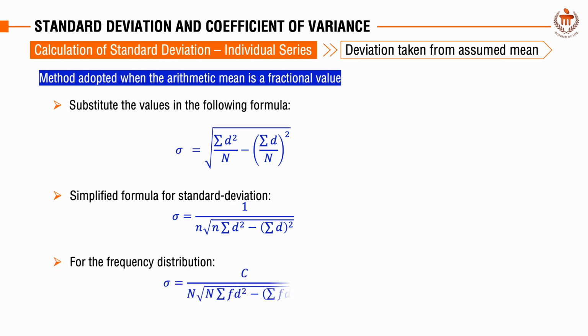For the frequency distribution, in case the frequency distribution is given, then the formula would be 1 divided by capital N. Capital N here means the sum of frequency, the square root of capital N, summation of f d square minus summation of f d, the whole square.